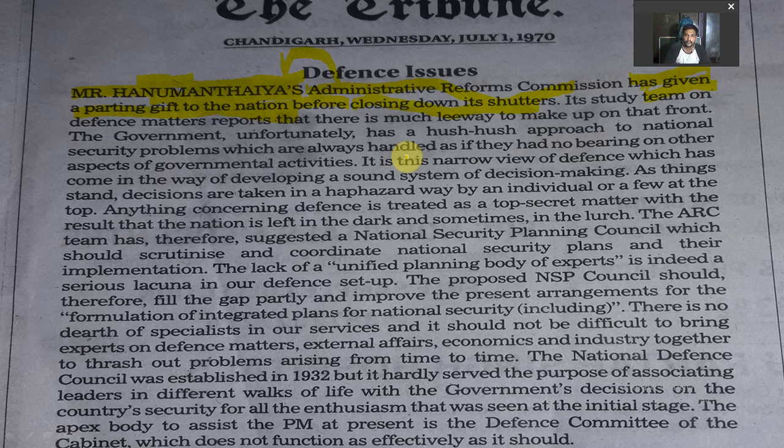Okay, so here we are getting to know about the time adverbial. Before closing down its shutters, when the Administrative Reforms Commission has given the parting gift to the nation, when it is given before closing down its shutters, then it is a complex statement.